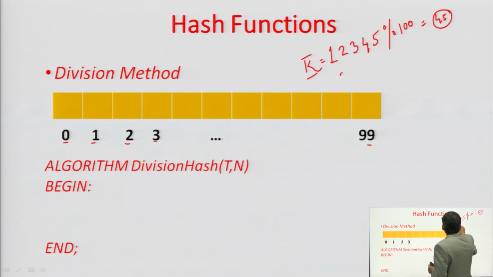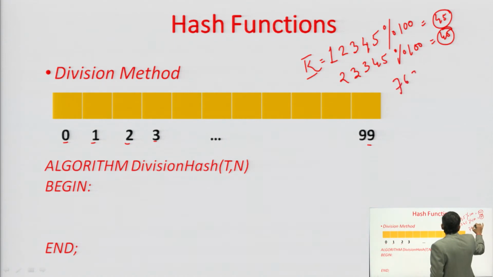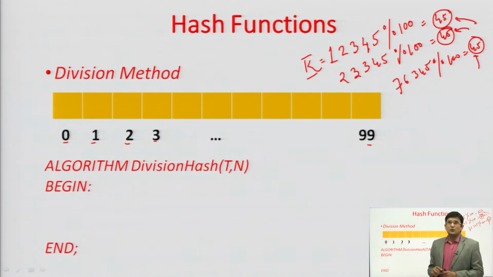But now suppose you have a number like this, 2 3 3 4 5, this is the key. In case you take the modulus of this number with 100, this will again come out to 45. If you have a key like 7 6 3 4 5 and you take a modulus of this number with 100, then this number will be 45. So, you can see that all these keys will map to the same location. That actually is a collision, because many of the key values are having the same hash address. This actually is not possible. We cannot store all these keys at the same location.